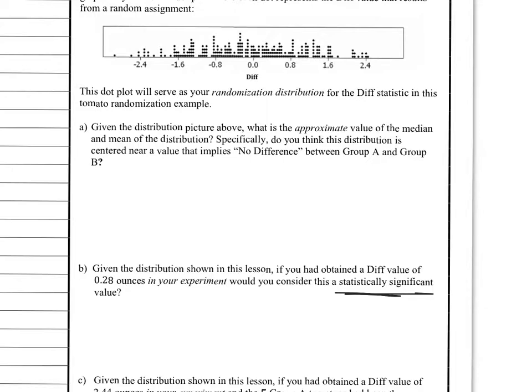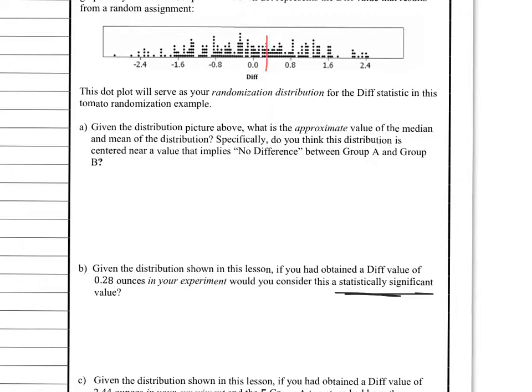So we want to know, is 0.28 considered an unlikely event? Well, unlikely, we know, means rare, not occurring very often. So we're going to go and plot that line on there, 0.28, where we think it might be, roughly.